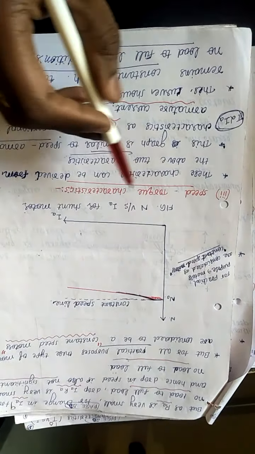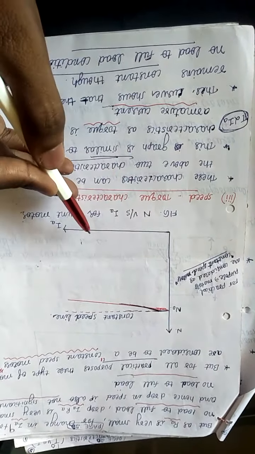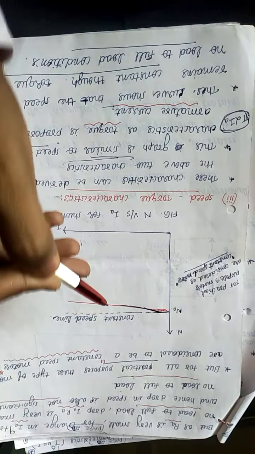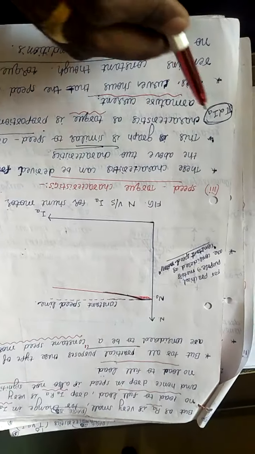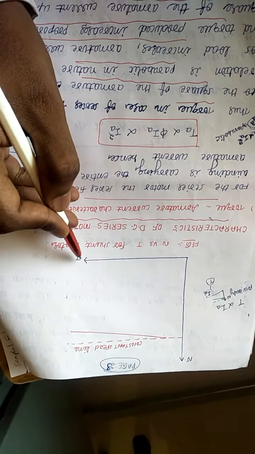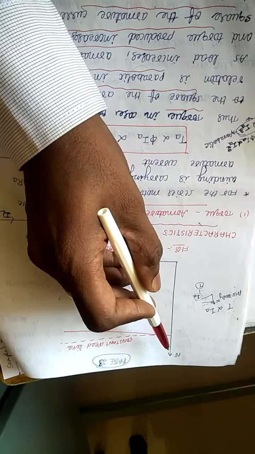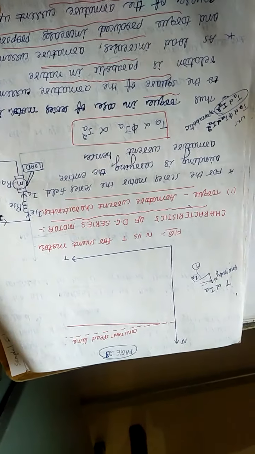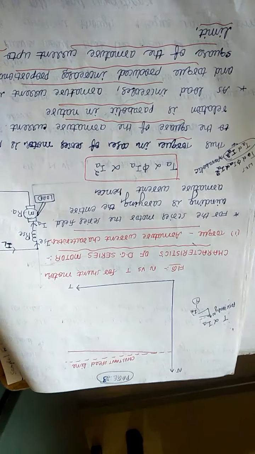Then you have the speed-torque characteristic. The characteristic remains the same as in the previous case. The only thing is, in place of Ia you write T, because the torque is directly proportional to Ia. So in the place of Ia I have written T here. T is directly proportional to the speed of the motor. The graph for the second and third cases remains the same.